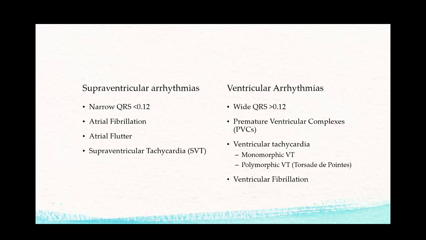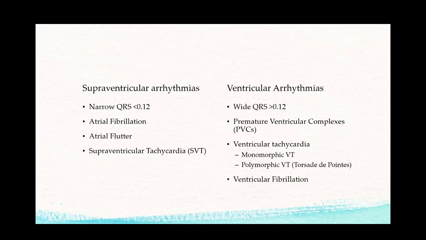Our supraventricular arrhythmias, we commonly think of, are going to be atrial fibrillation, atrial flutter, and supraventricular tachycardia. All of these will have normal, narrow QRSs. Coming from the ventricles, we can have PVCs that we'll be talking about.